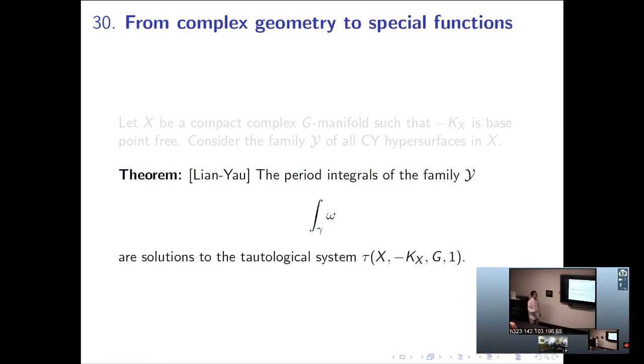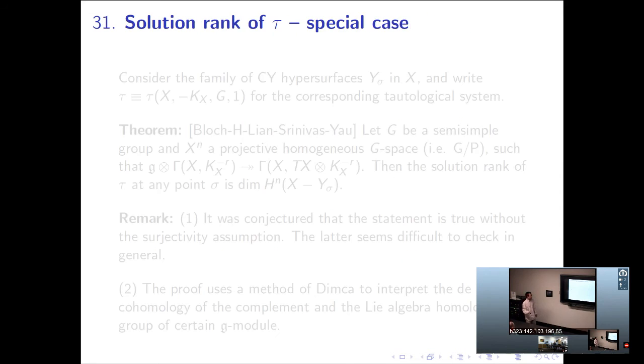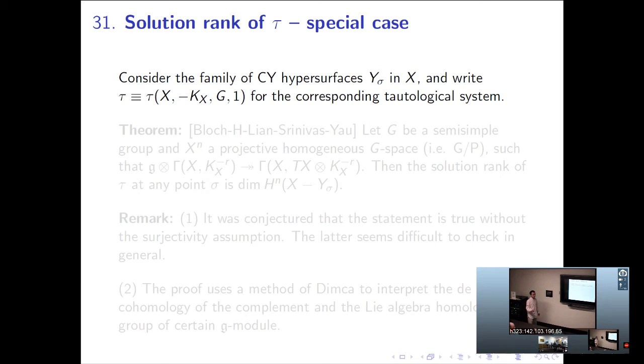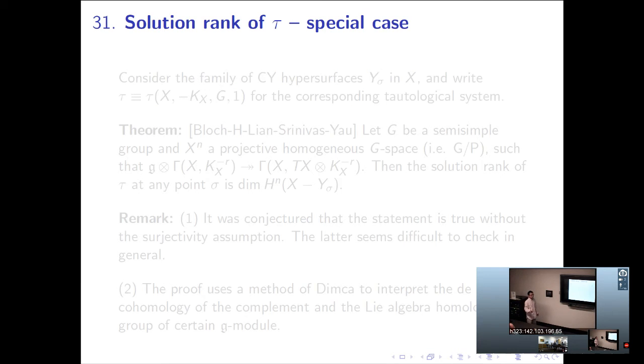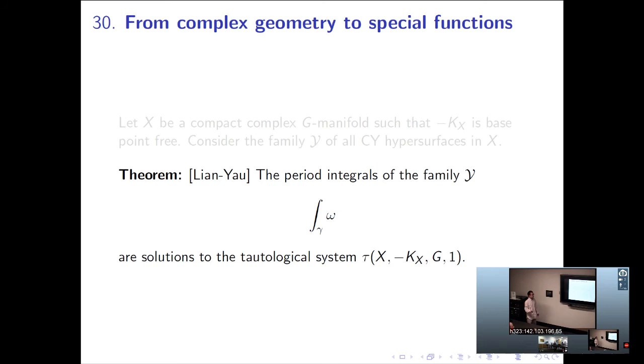For example, if X is Pn, you can take G to be the torus, or to be the full orthogonal group. If G is trivial, then X would have to be minus the points. And then the system I get is the same, or will it be different? It will be different. But the pure integrals satisfy the equations.